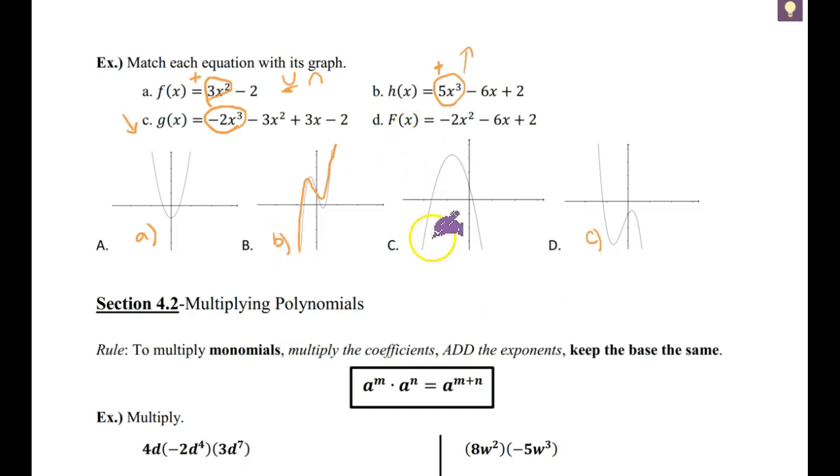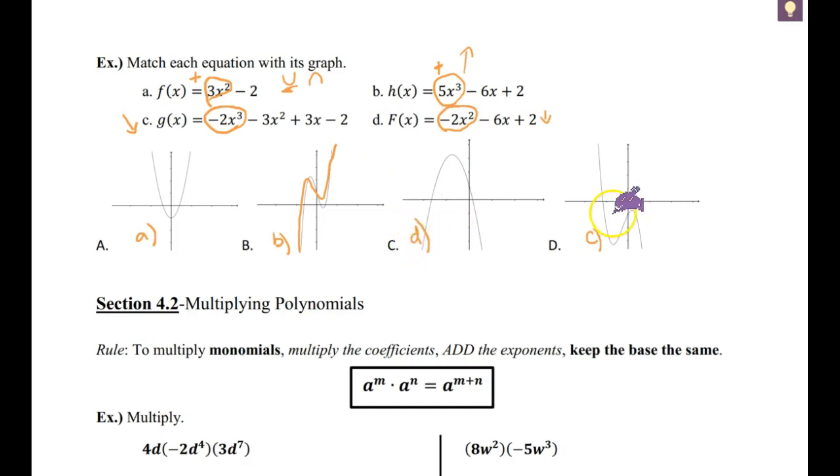And of course we know the last one, but let's just talk about it. That leading term, degree 2, makes it a U shape. The negative makes it face downward. So that one is going down because of the negative. So this must be D here.